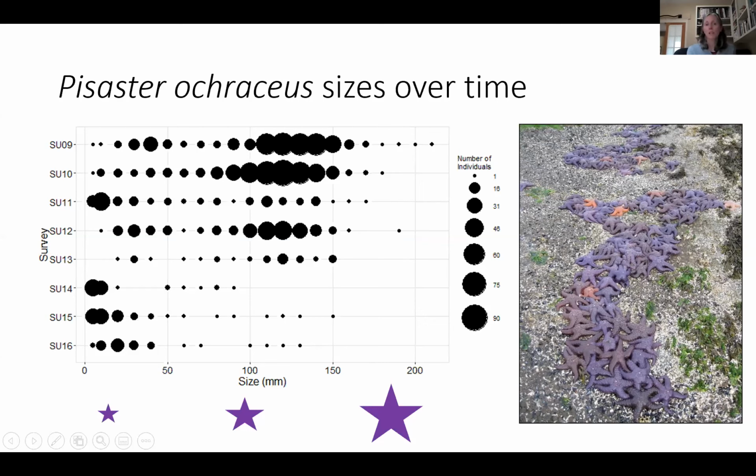And the regions are listed here. These are individual site names, and each of these boxes represents the population size at a site relative to the mean prior to the disease. This line here represents when we first started seeing sea star wasting disease along the coast.